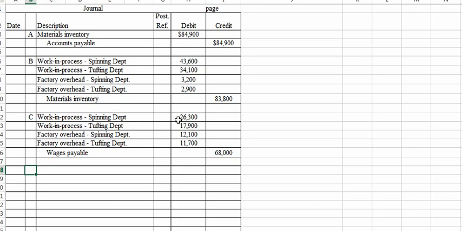Alright, so our direct labor goes into work in process accounts by department. Our indirect labor goes into factory overhead accounts by department. And then for total labor, we'll credit wages payable.